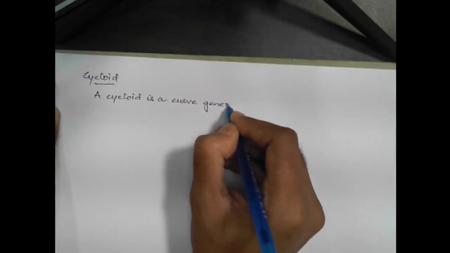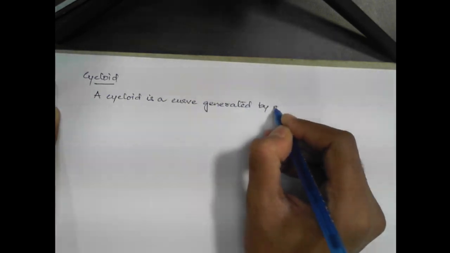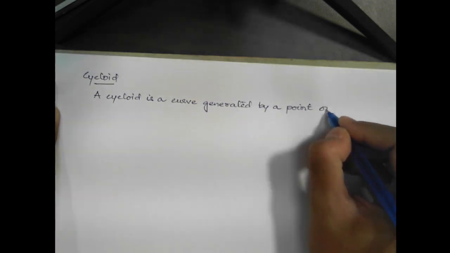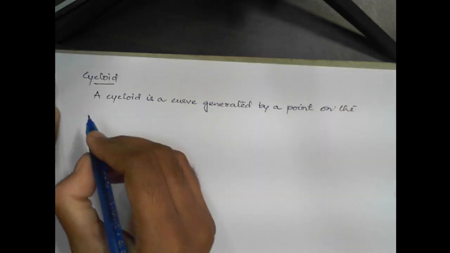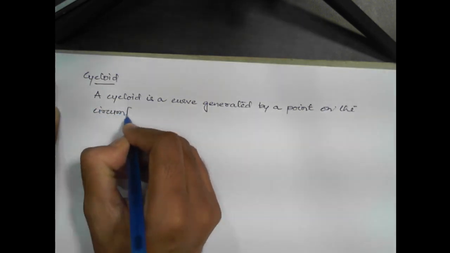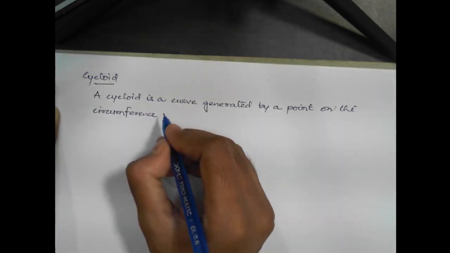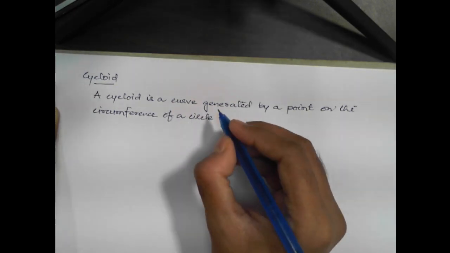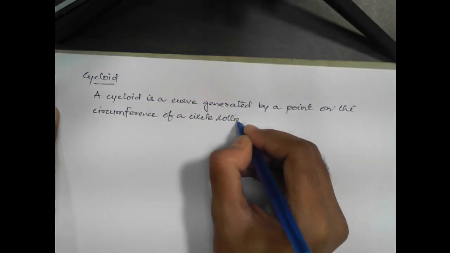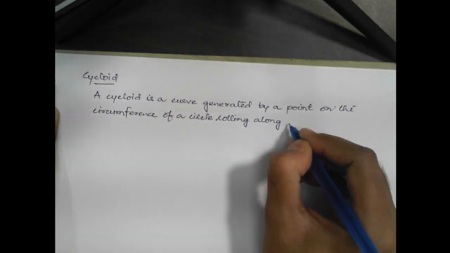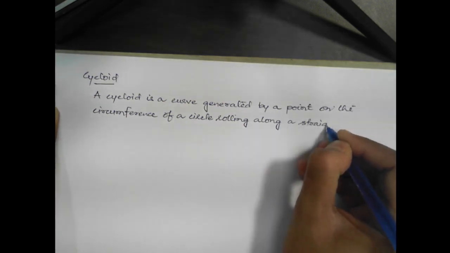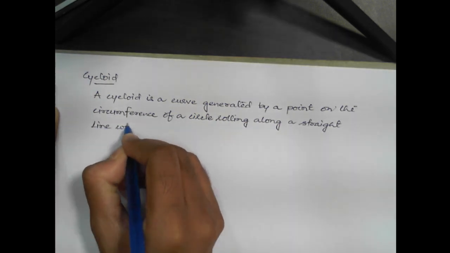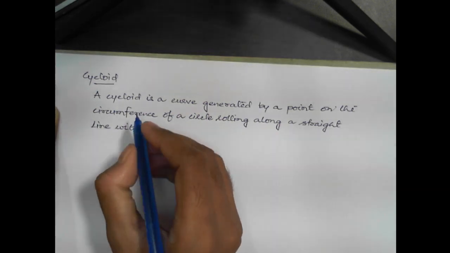A cycloid is a curve generated by a point on the circumference of a circle rolling along a straight line without slipping.